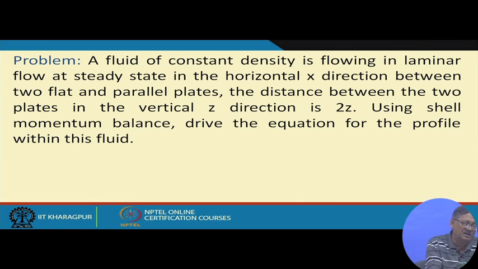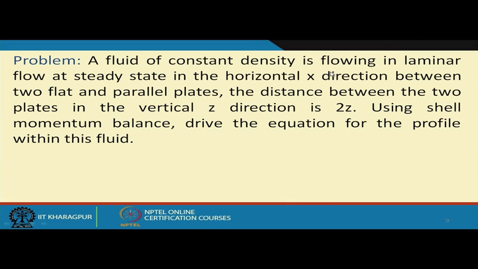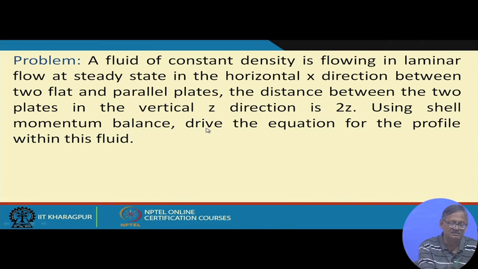So, for example, a liquid of constant density is flowing in laminar flow at steady state in the horizontal x direction between two flat and parallel plates. The distance between the two plates in the vertical z direction is 2z. Using a shell momentum balance, derive the equation for the profile within this fluid.